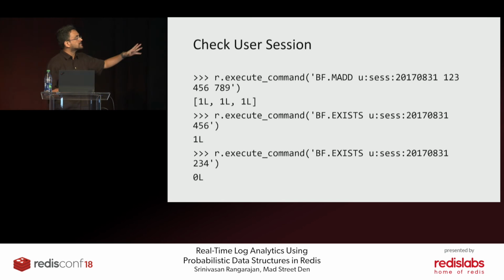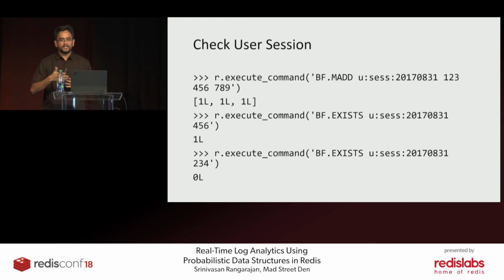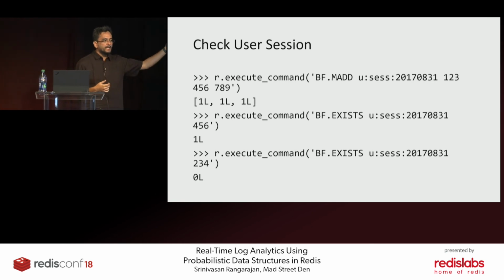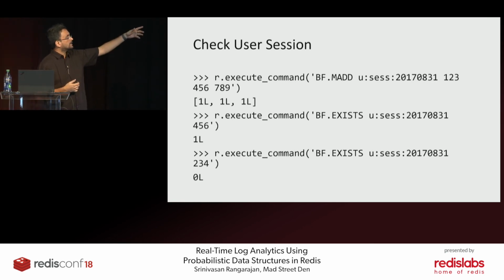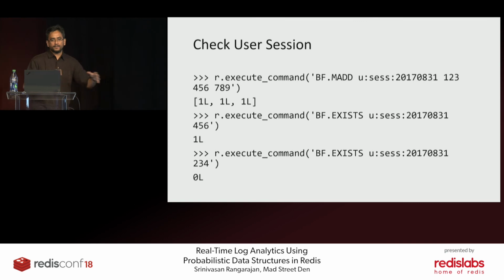And the commands are pretty simple. There is a bf.add command, but I have used bf.madd. madd stands for multiple add. If you use bf.add, you keep adding one user at a time. But in this case, for this key, I'm adding 1, 2, 3, 4, 5, 6, 7, 8, 9. So 3 user IDs, I'm just adding them to this key.